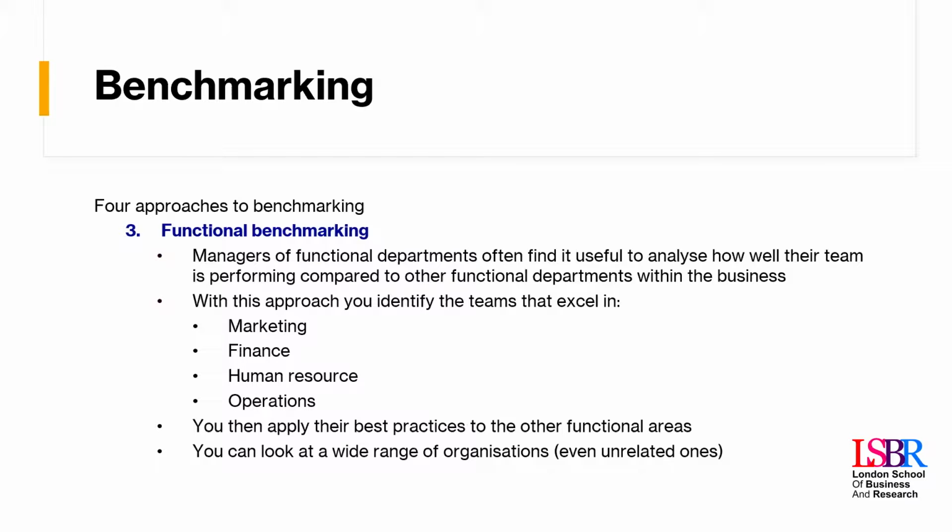Approach number 3 is all about what's called functional benchmarking. Basically, in this situation, managers of functional departments often find it useful to analyze how well the team is performing compared to other functional departments within the business. So we spoke about this already to a degree. It's all about looking at functions such as marketing, finance, HR, operations, supply chain, sales. These are all different functional areas of a business.